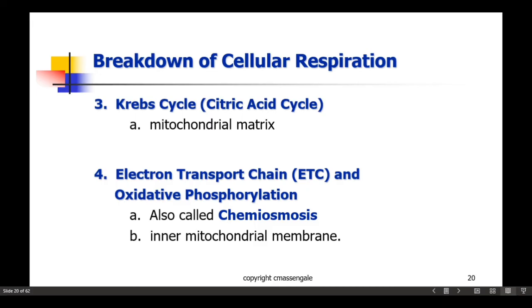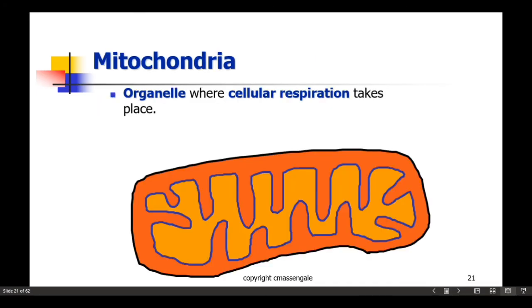Once inside the mitochondrial matrix, Krebs cycle takes place. Another term for Krebs cycle is the citric acid cycle. Lastly, some products in the different stages are used to create ATP molecules in the electron transport chain through oxidative phosphorylation in the inner mitochondrial membrane. This process involves chemiosmosis, or the movement of ions across a semi-permeable membrane, which is the same thing that happens in photosynthesis.